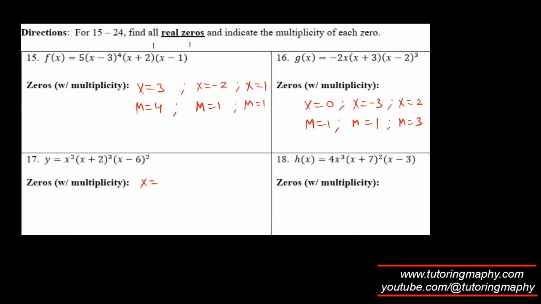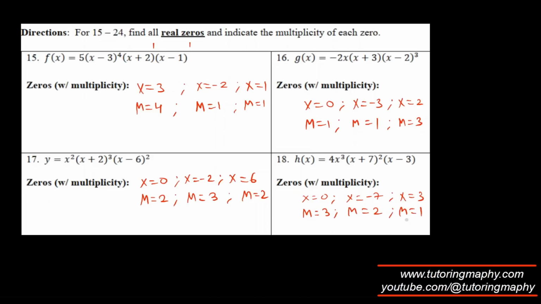Here x is 0, and then x is negative 2, and then x is 6. So the multiplicity will be 2, the multiplicity is 3, the multiplicity is 2 once again, so the power of 2. Okay. Here the zeros are x equal to 0, x equal to negative 7, and x equal to 3. The multiplicities are 3, 2, and 1 respectively.